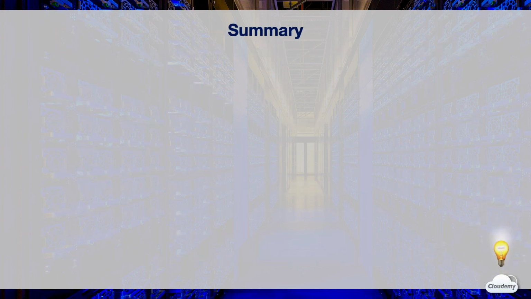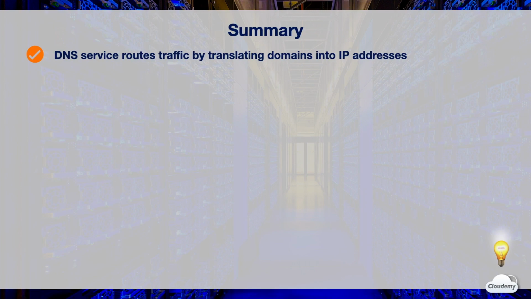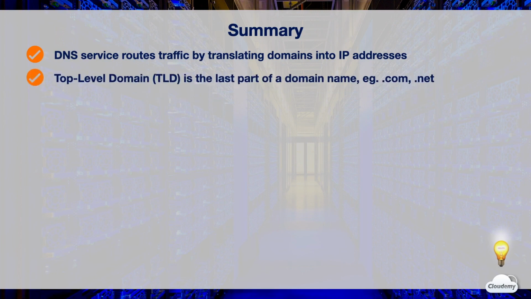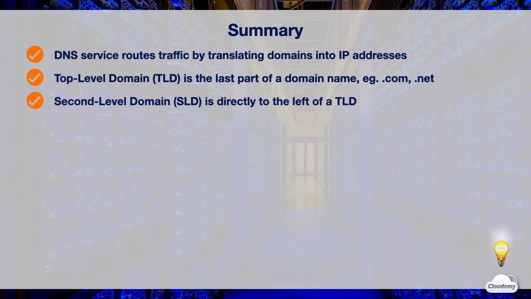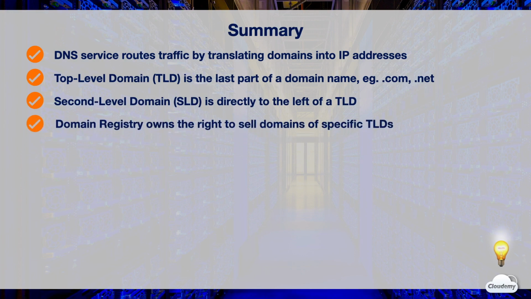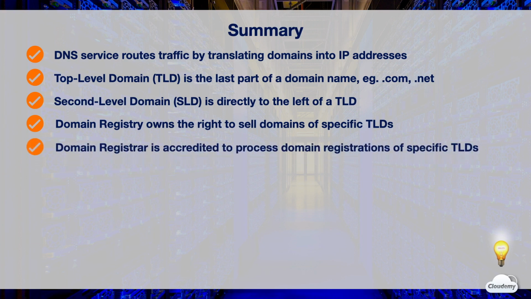In this episode, we've learned DNS, the domain name system. Domain name system or DNS routes internet traffic by translating domains into IP addresses. Top-level domain or TLD is the last part of a domain name, such as .com and .net. Second-level domain or SLD is the string directly to the left of a TLD. Domain registry is a company that owns the right to sell domains of specific TLDs. Domain registrar is a company that is accredited by ICANN to process domain registrations for specific TLDs.